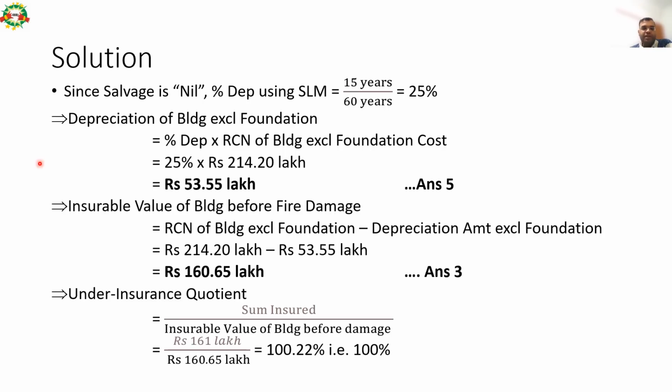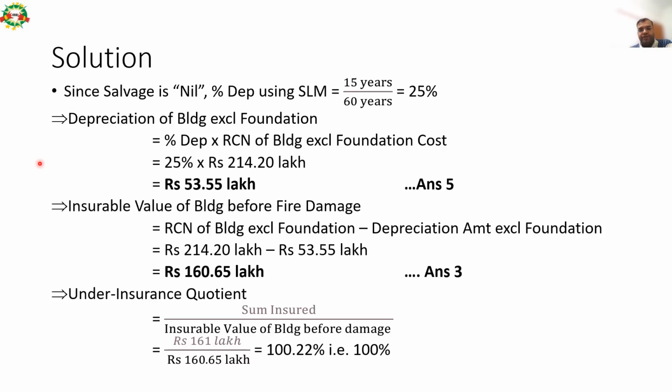Since salvage value is nil, percentage depreciation using SLM will be equal to age of the building divided by life of the building, equal to 15 years given as age and total life is 60 years. So that means depreciation for 15 years, which is the present age of the building, is 25%. So depreciation of building excluding foundation.